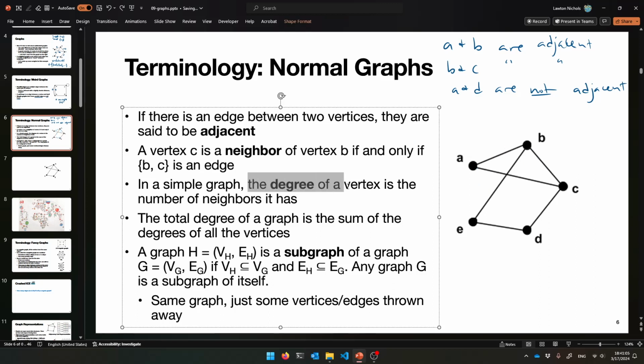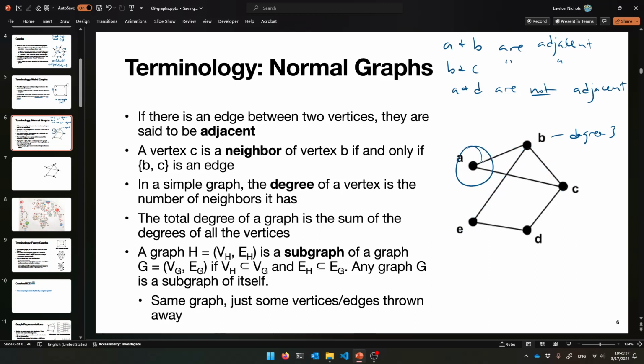You can also talk about the degree of a vertex. This only applies to simple graphs apparently, but the degree of a vertex in a simple graph is just the number of neighbors it has. So let's think about B, for example. B has how many neighbors? It has 3 edges that connect it to different things. You see that? So that's called a degree 3 vertex. B is a vertex of degree 3. It has three edges coming out of it. And then that means A is a degree 2 vertex. Okay, that makes sense, I hope.